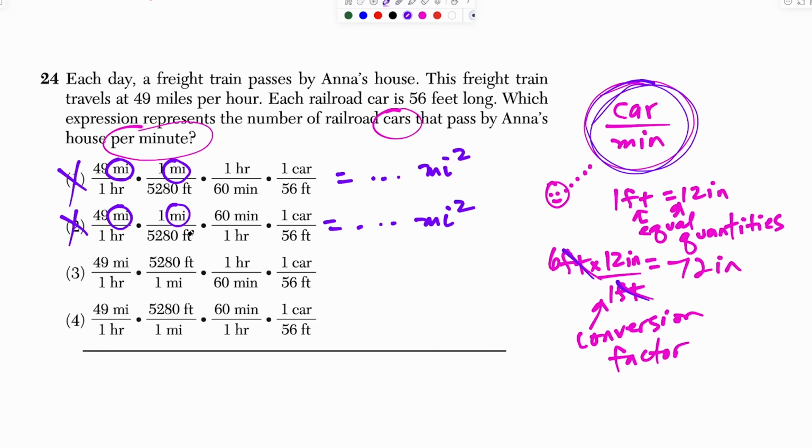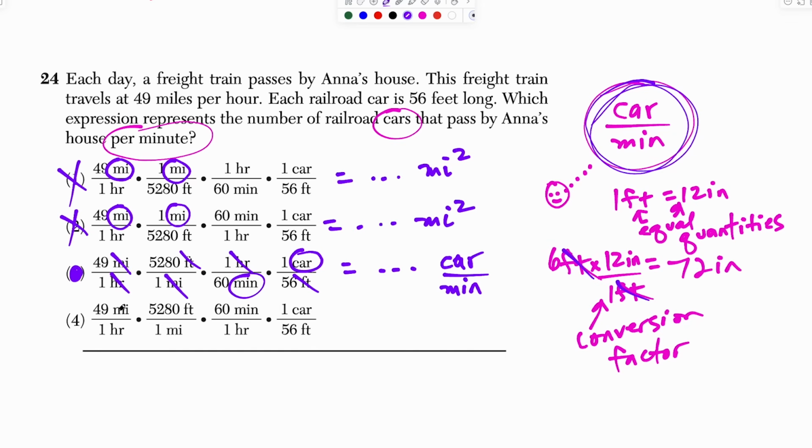And then here, we have miles over miles cancels. We have hours over hours cancels, and we have feet over feet cancels. And then we're multiplying these numbers together, 49 times 5,280 divided by 60 times 56. But at the end, we're left with cars per, and we're left with minutes on bottom, which is exactly what we wanted. So 3 is looking good right away, but let's see why 4 is no good.